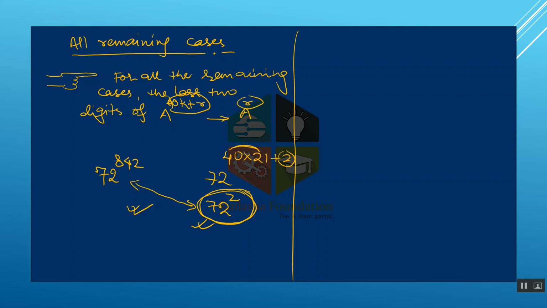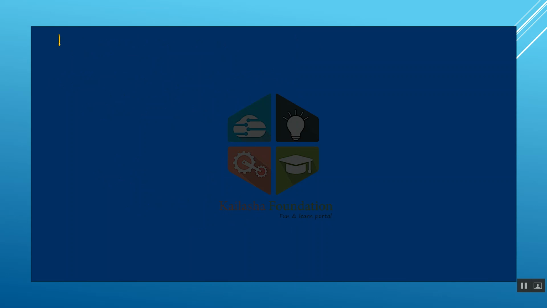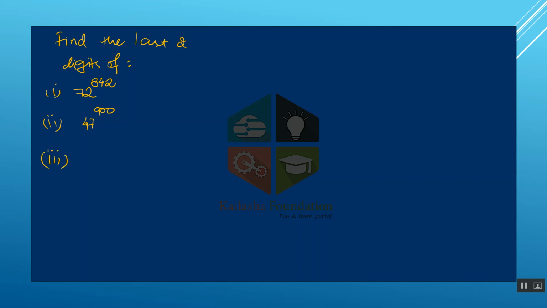So we'll discuss these few examples. Find the last two digits of 72 raised to the power 842, 47 raised to the power 900, and 52 raised to the power 873. These are the examples we'll study.